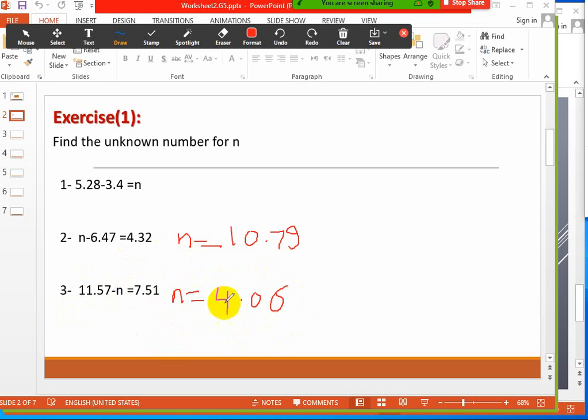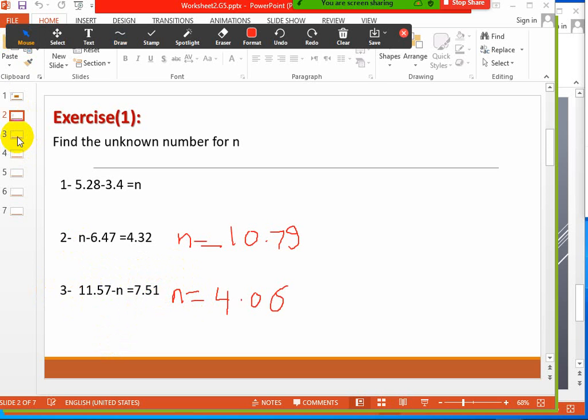That's why here we subtract 7.51 from 11.57. Because I told you in the lesson, when we want to find the number that we subtract from the whole number, you have to subtract the difference from the whole number.